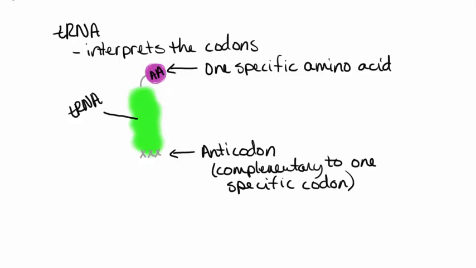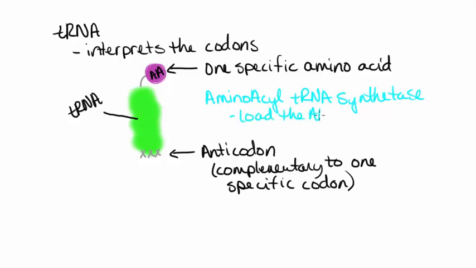There are enzymes inside of the cell whose job is to actually attach the amino acid. These enzymes are called aminoacyl tRNA synthetase. They're very specific enzymes, but their overall job is to load the amino acid onto the appropriate tRNA.